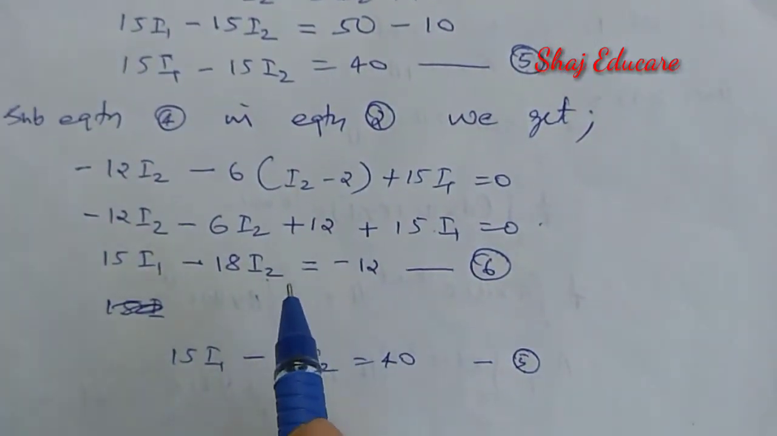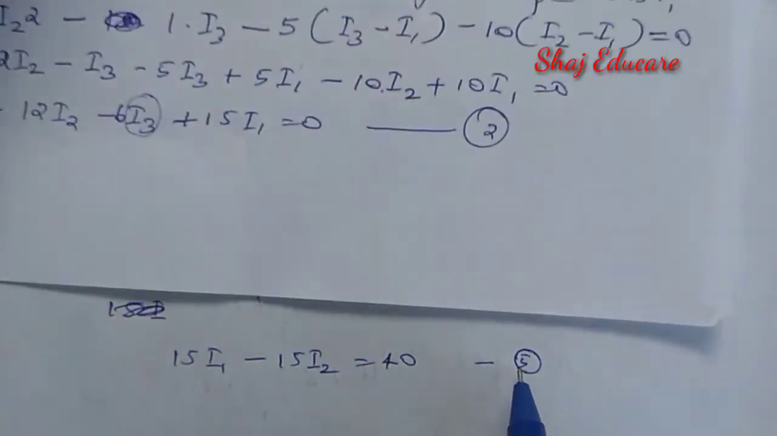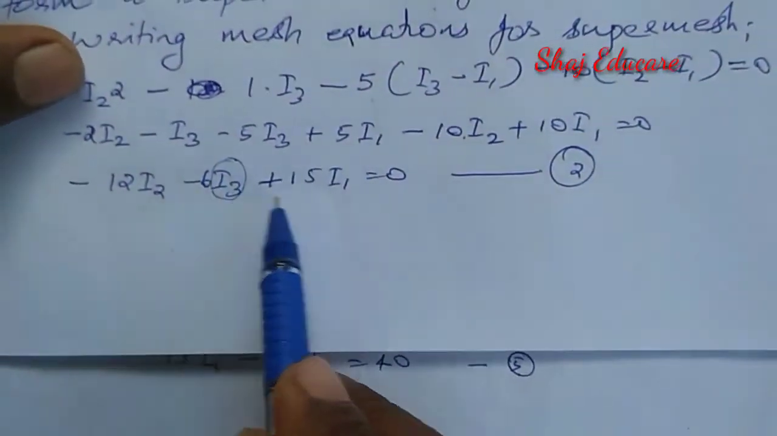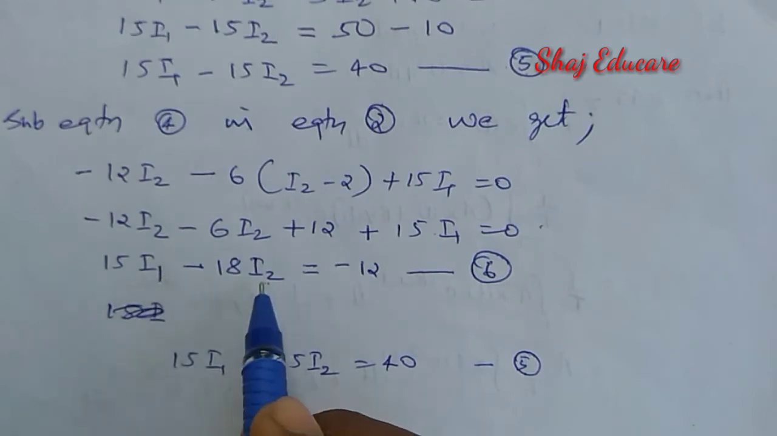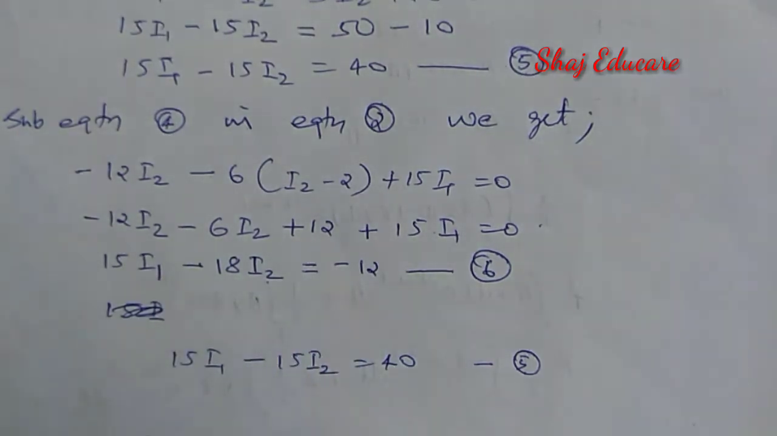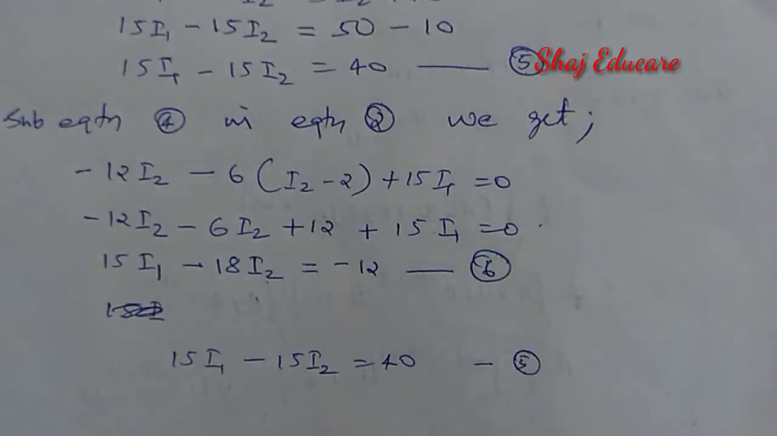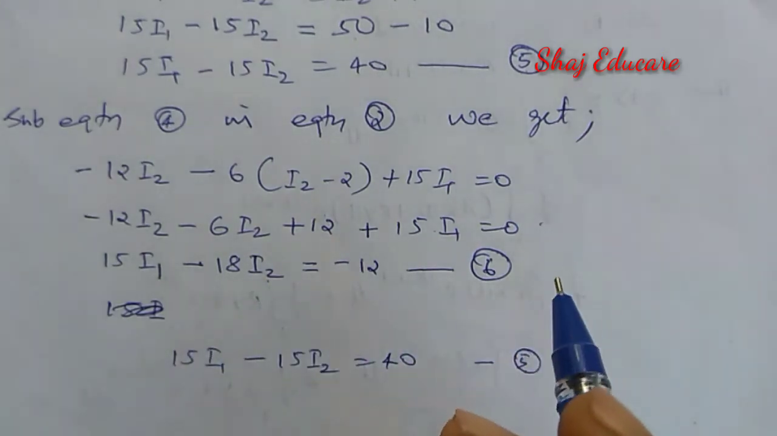Now we got the reduced equations of equation 1 and equation 2. This is the reduced expression for equation 1, and this is the reduced equation for equation number 2. Now we have only two unknowns, I1 and I2. That will be very easy to solve. We can use any method, either the simultaneous equation method, or a scientific calculator. I'm going to show you how to find the solution using a calculator.